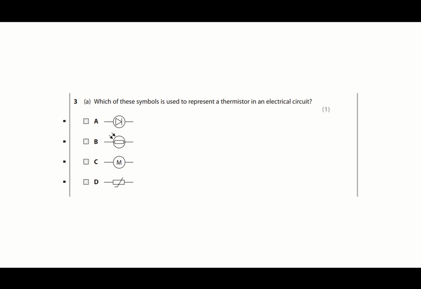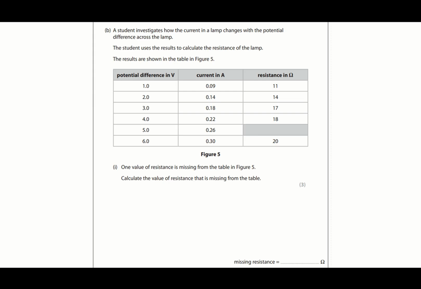A is a diode. No. B is a light-dependent resistor. No. C is a motor. No. D, gorgeous, that is a thermistor. So a resistor box with a line in it. That crookedy line for thermistor. Answer D. On to the next part.